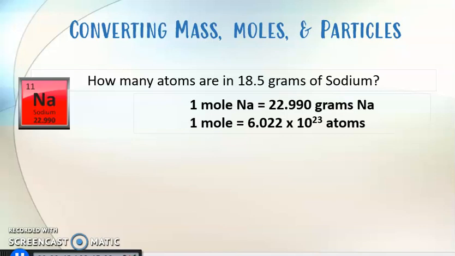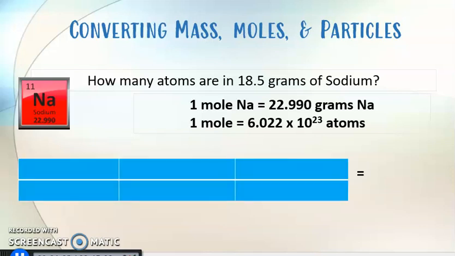The other thing that I do know too is that 1 mole equals 6.022 times 10 to the 23rd representative particles for sodium. Now, the smallest piece of sodium is called an atom. So for this problem, it would be 6.022 times 10 to the 23rd atoms. Well, now we can actually get started.